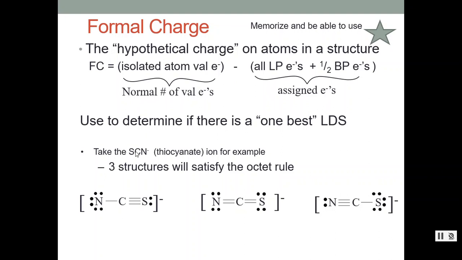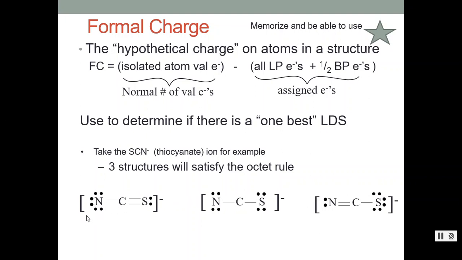So if we were to take the thiocyanate anion as an example, we're going to go ahead and draw 3 Lewis dot structures that satisfy the octet rule. We now want to see if one of these structures is better than another, but to do that, we need to first determine the formal charge on each. So let's start with this first Lewis dot structure.